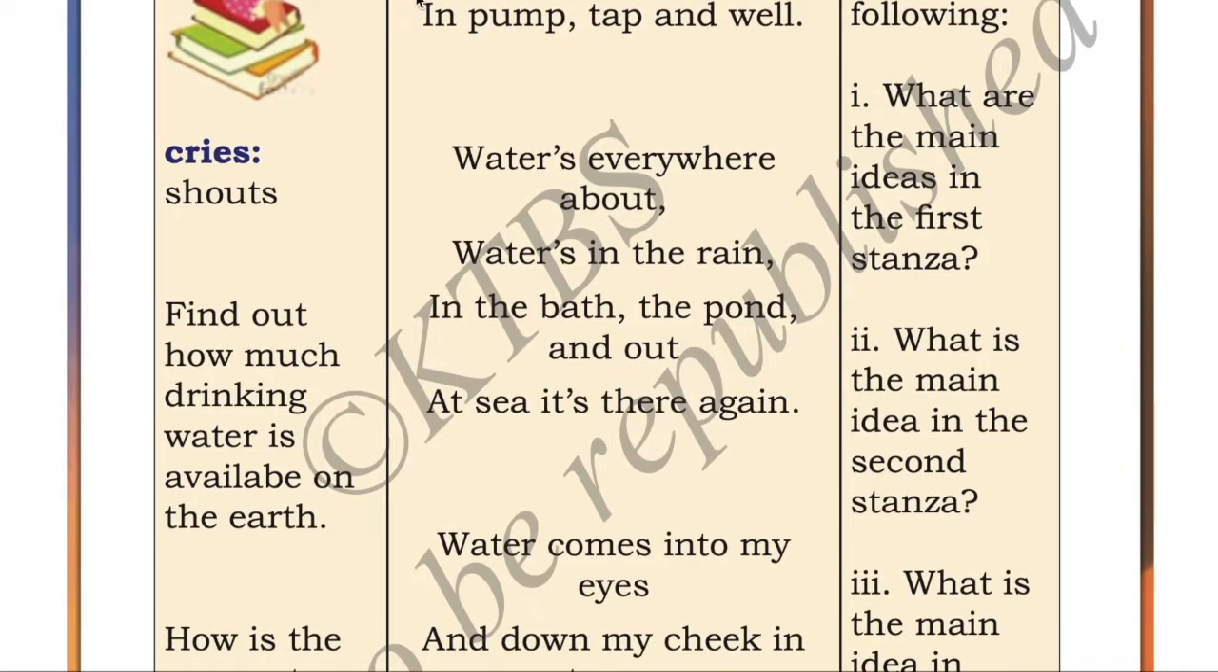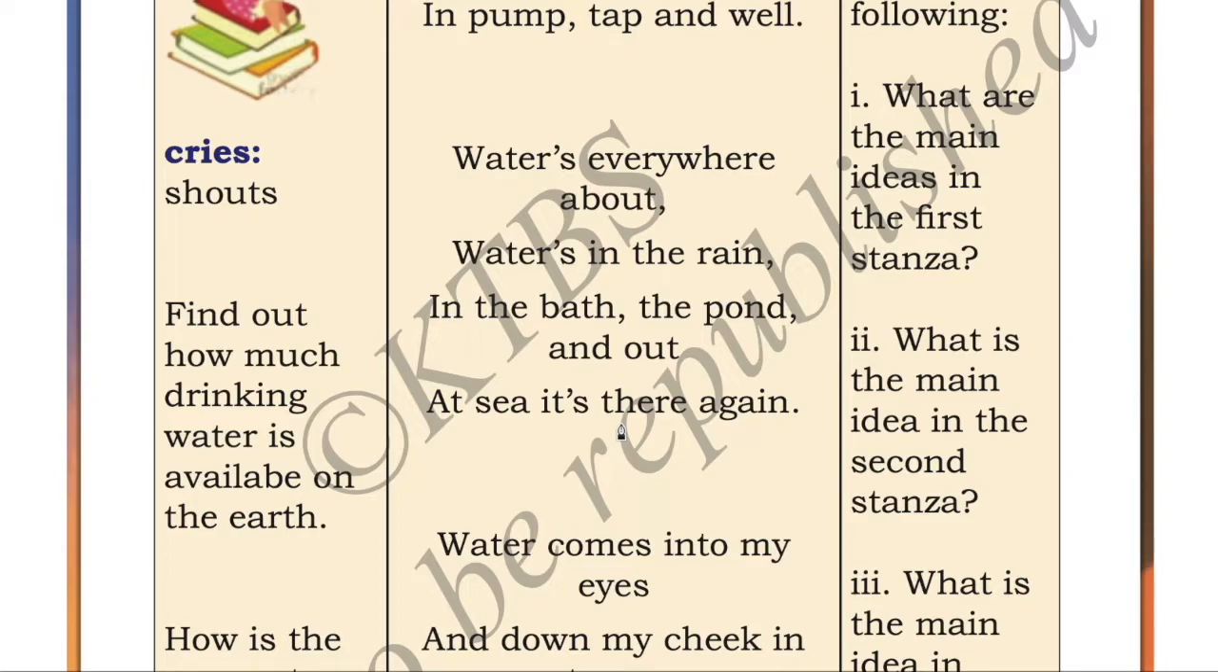Next, the poet is saying, water is about everywhere. Where all is water there? So, water is in the rain, it's in the bath, the pond, and at sea. It's out there again. So, in the seas and oceans, we can have water. But what is the difference between water in the rain and water in rivers and water in the sea and oceans?